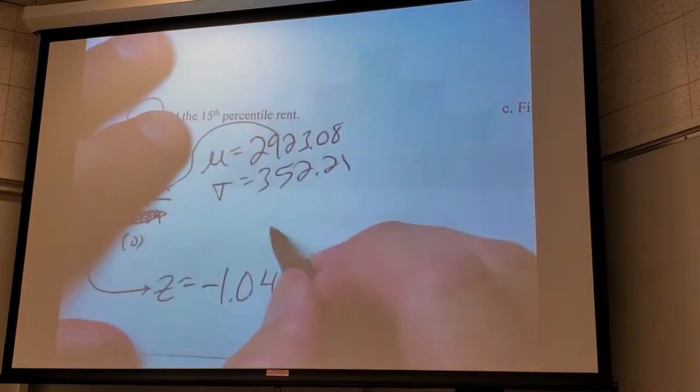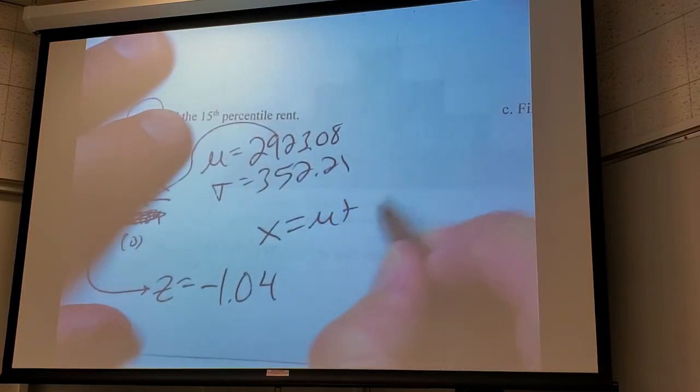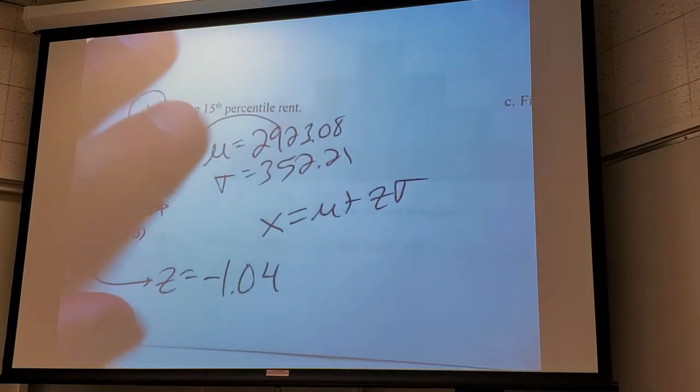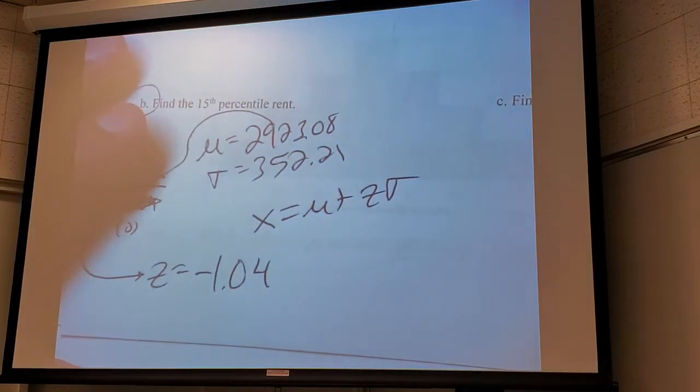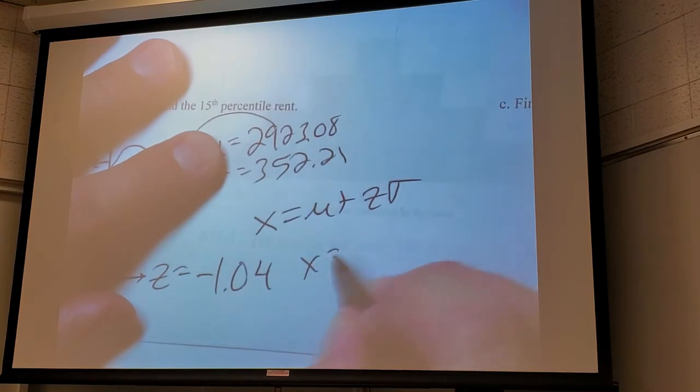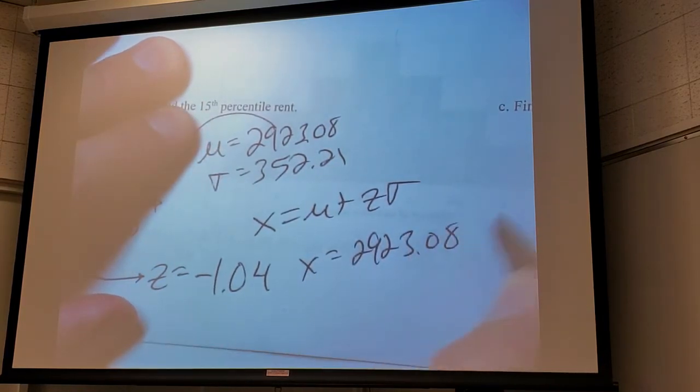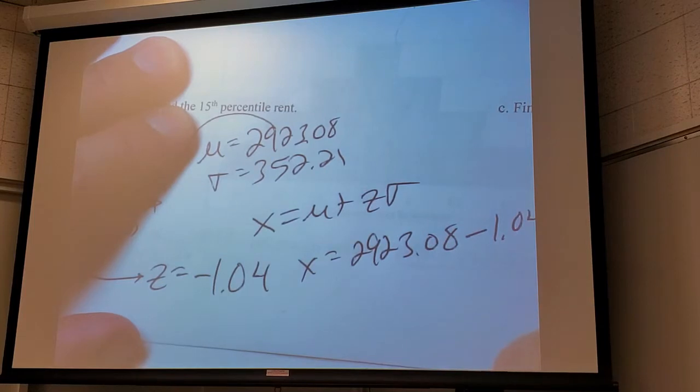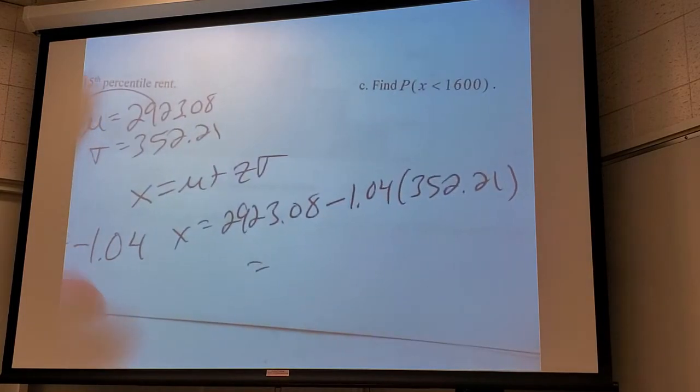And then I can use this formula to convert it back into a rent. So that would be, the rent would be 2923.08 minus 1.04 of these. I thought you added. Yep, you add, but what's z? So plus a negative. Math people don't like two signs together.